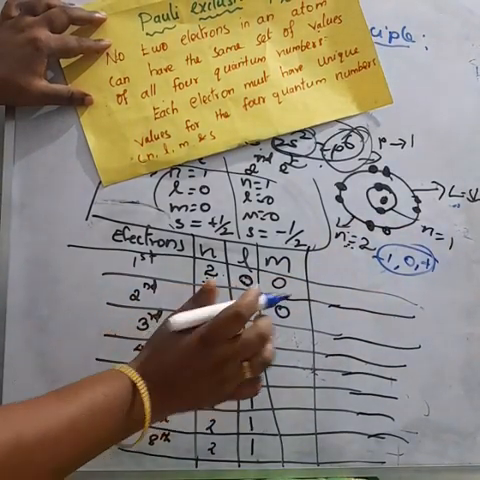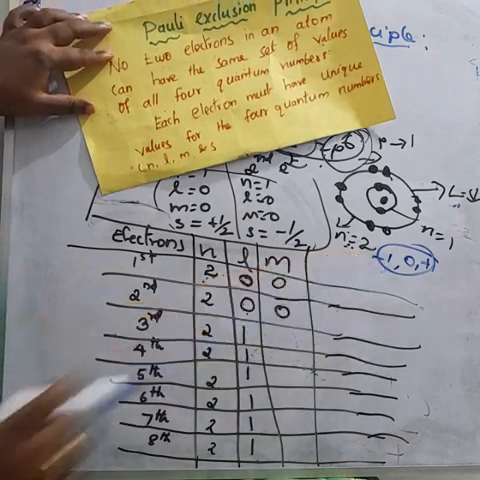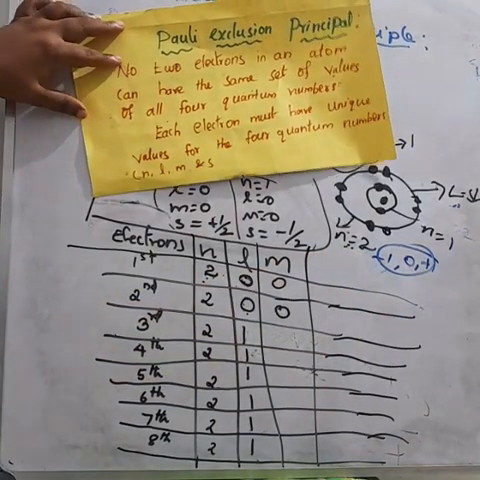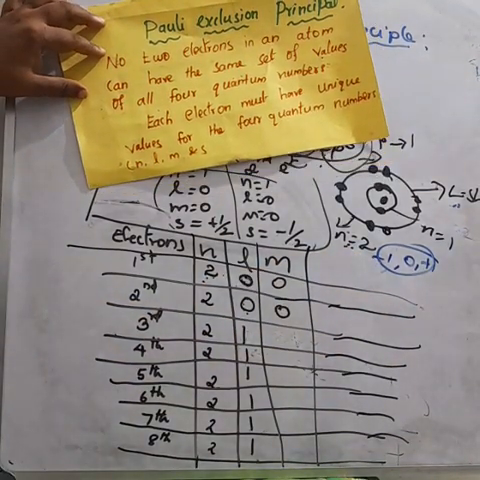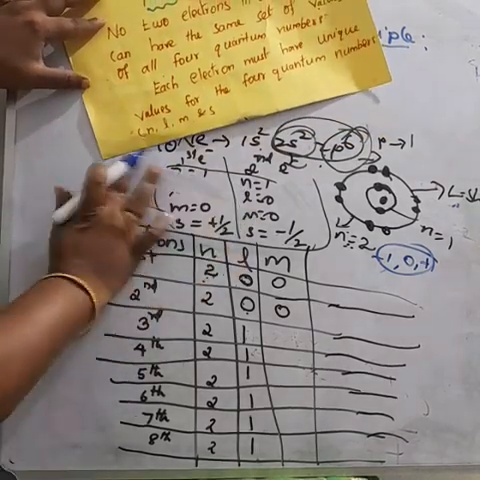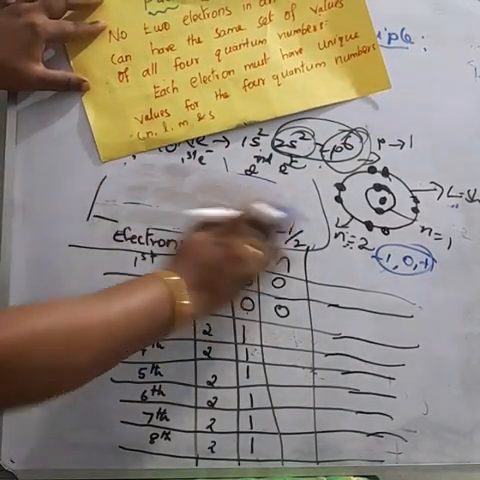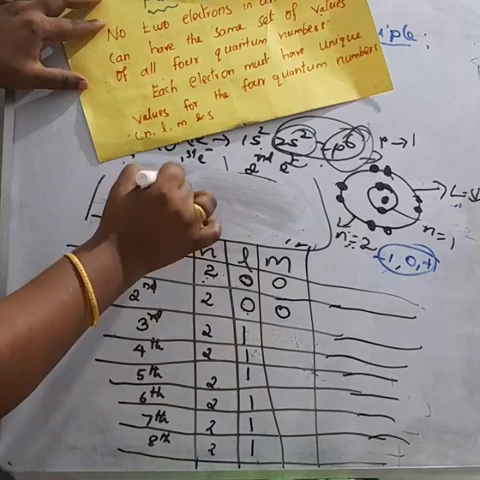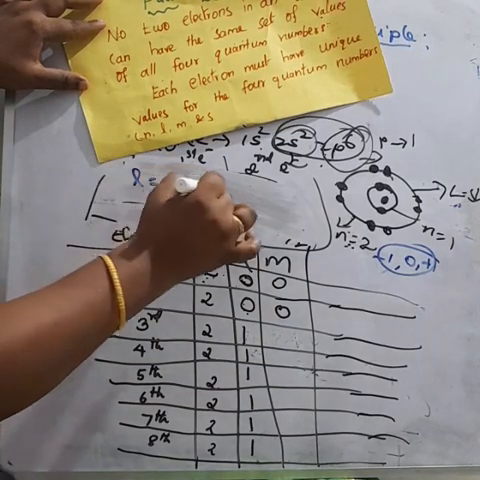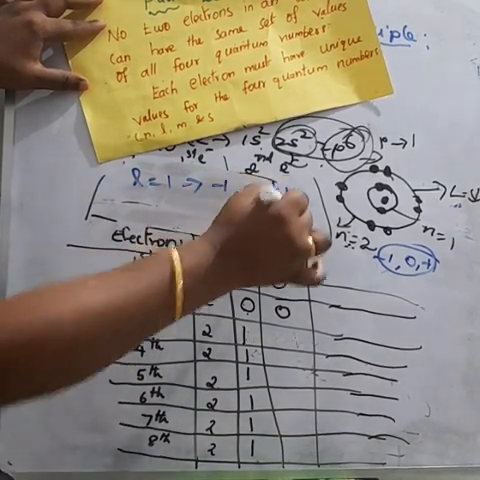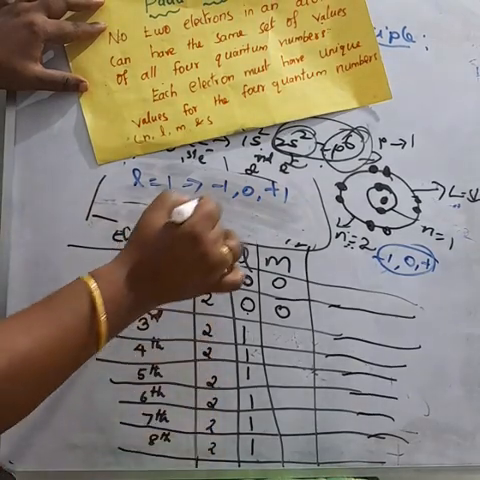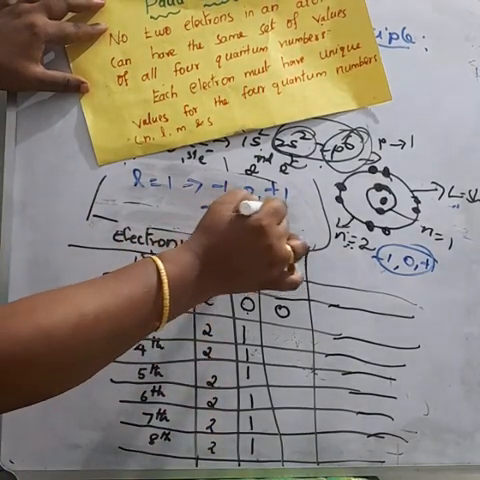The m value we can write from minus L through 0 to plus L. So with L value 1, for the first 3 electrons we can write minus 1, 0, plus 1. For the other 3 electrons, we can write minus 1, 0, plus 1. These are the m values.